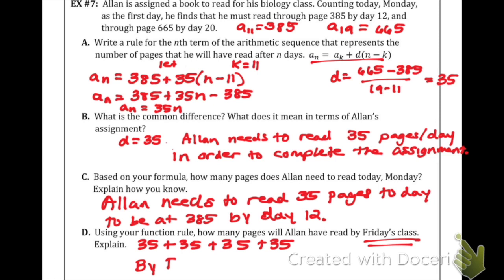So by Friday's class, Alan would have read 140 pages. So he would have 4 days to read prior to that class on Friday.